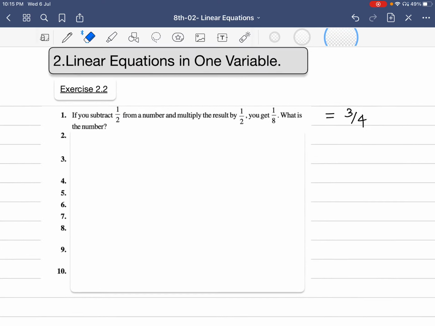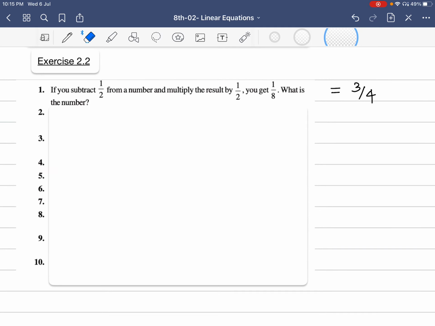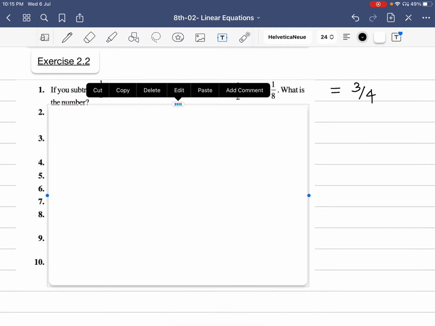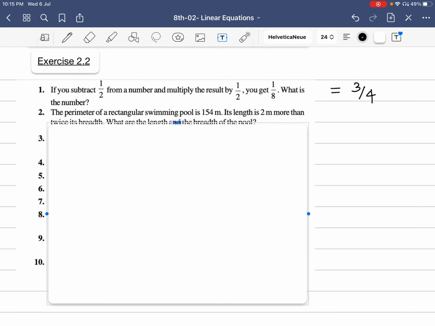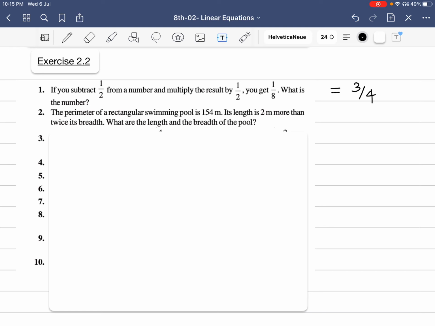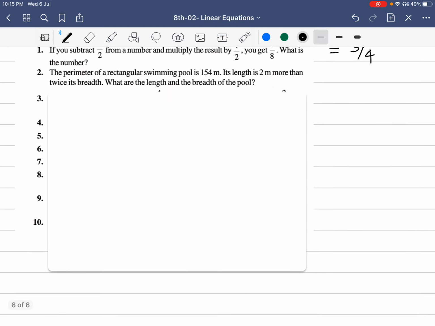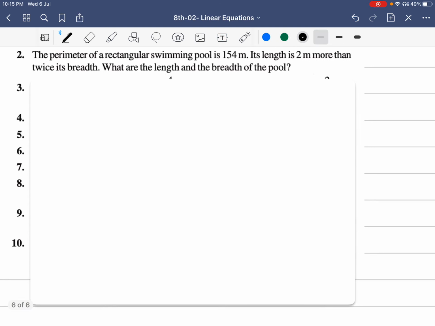Let's again zoom in here, exercise 2.2, and let's take this down. Here it is, problem number 2. Let's try to solve this second problem. Now, the perimeter of a rectangular swimming pool is 154 meters. Its length is 2 meters more than twice its breadth. What are the length and the breadth of the pool?